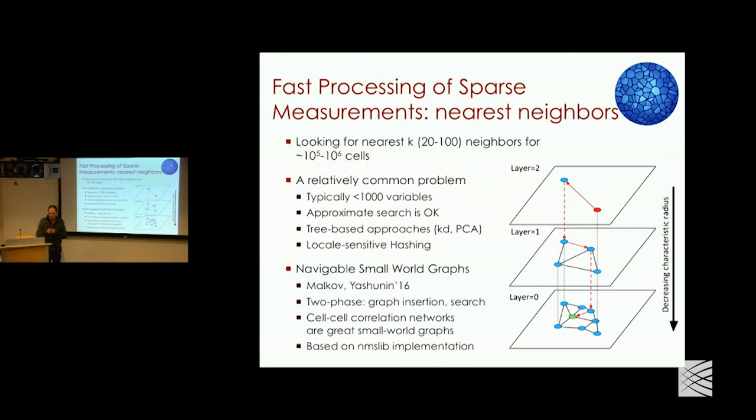Because if you look at, let's say, correlation distance or other distance between the cells, it will look like a small world network. Another network might not, and this method wouldn't work so well for it, right? But in this data we're analyzing, it's very much along the lines here.